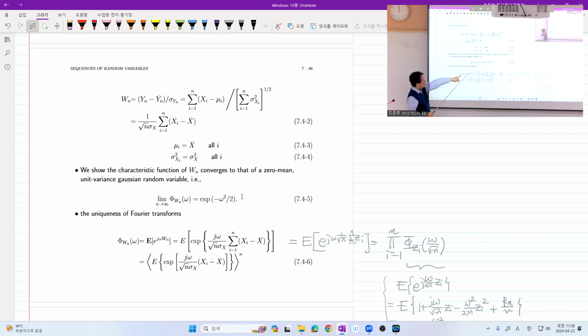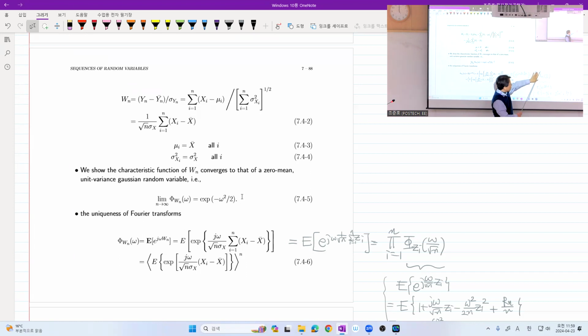Okay, so we start from the standardized sum, which means that we have subtracted the common mean and divided by the common standard deviation, but we have square root n here. Now, what is this one? Due to the independence, we have the product of the characteristic functions of the random variables z divided by square root n. So we find the characteristic function of z sub i, which may be different for each i, but we evaluate it at omega divided by square root n.